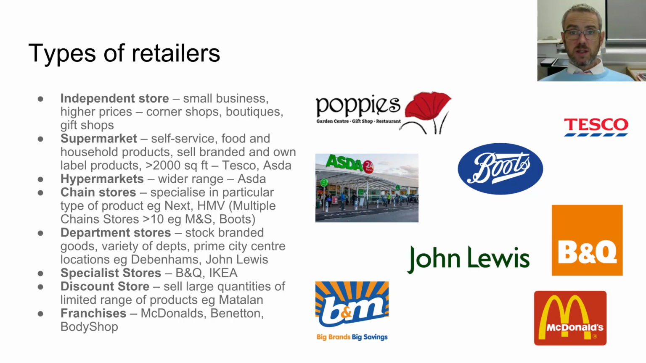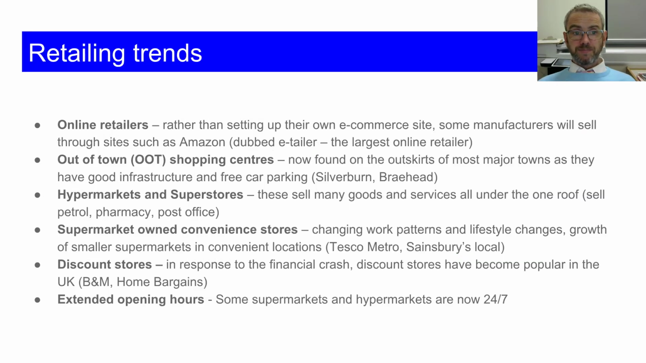You've got specialist stores like B&Q, which is DIY. You've got IKEA, which is furniture, well, furniture and household goods. Discount stores, B&M Bargains, the Cathedral of Crap, or the Temple of Tat, as I like to call it. So you can see that they are selling large proportions of a limited range of products, mainly products towards the cheaper end of the scale. And you've got franchises. So you've got McDonald's, people like Benetton, Body Shop, where the model they're using is a franchising model.